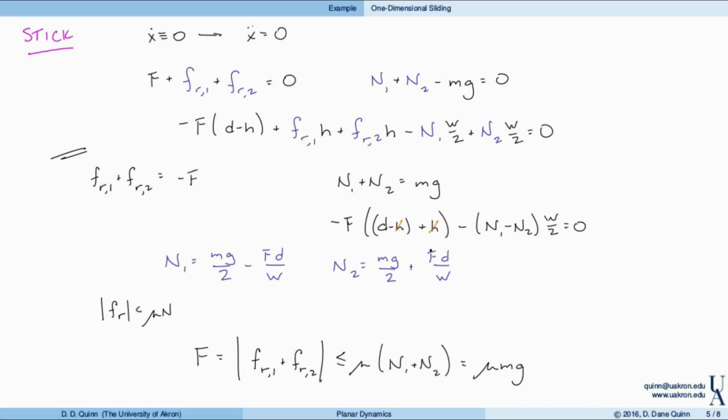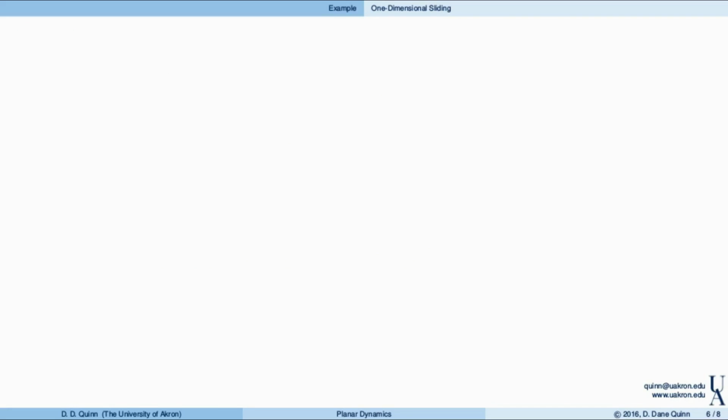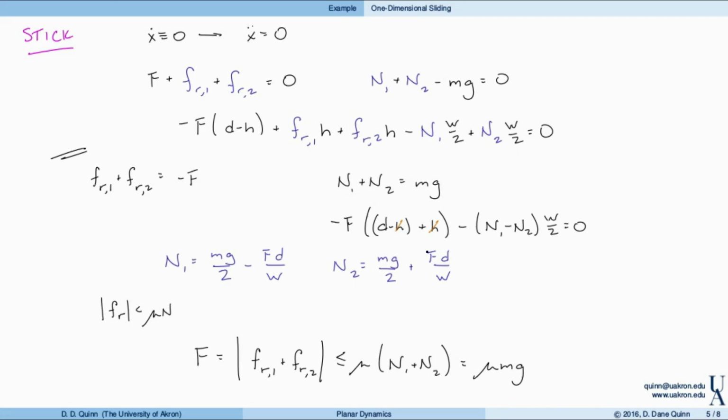Not only that, both N1 and N2 have to be positive, because that was our condition for not tipping, right? If N1 or N2 are negative, then that implies an adhesive force, which is not possible, so that the block tips. So if I go back and I look, as long as F is positive, N2 is going to be positive because I have mg over 2 plus Fd over w.